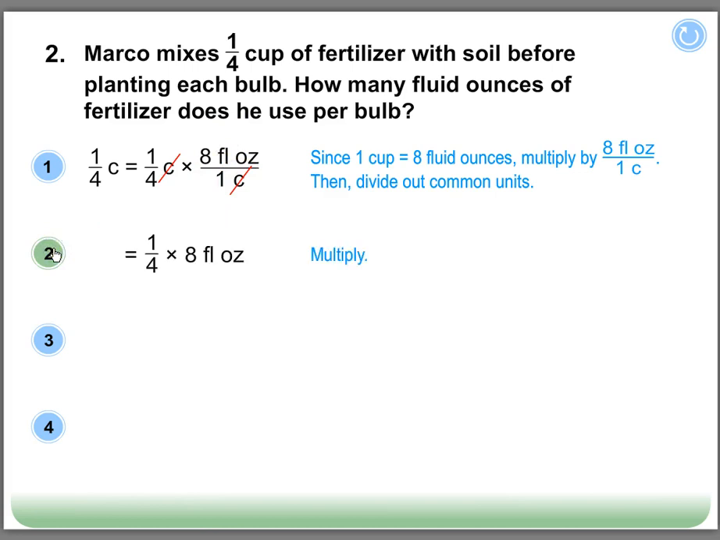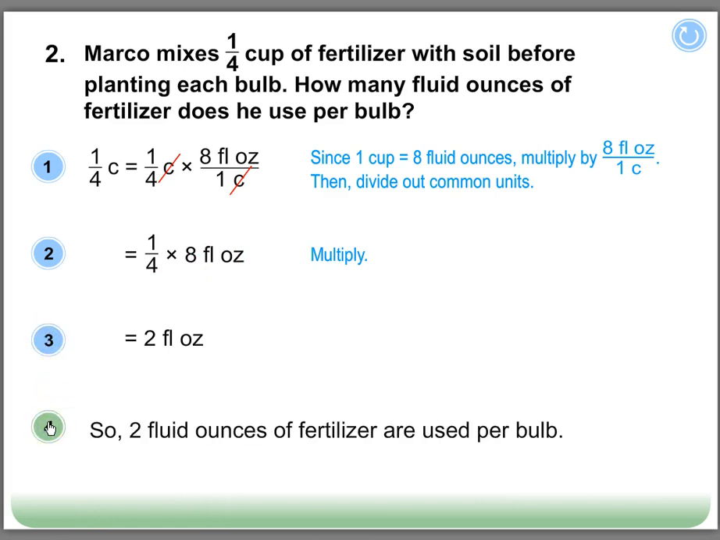And then we just multiply it straight across. We've got our cups canceled out, so all we're left with now is ounces, and that's what we want in our answer. So when we multiply that out, that equals 2 fluid ounces. So 2 fluid ounces of fertilizer are used per bulb. Okay, here's your second one.